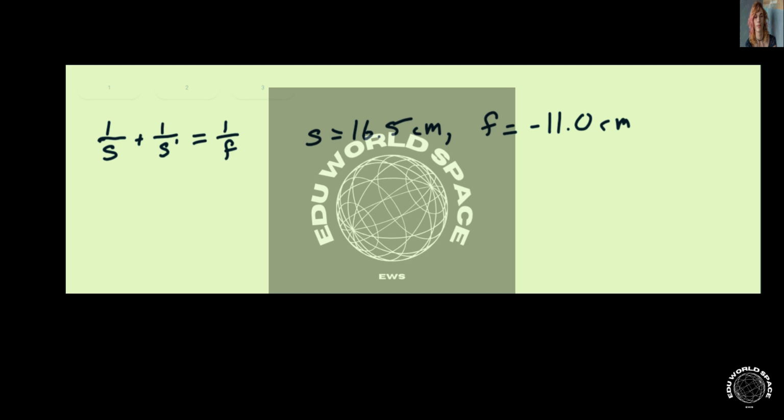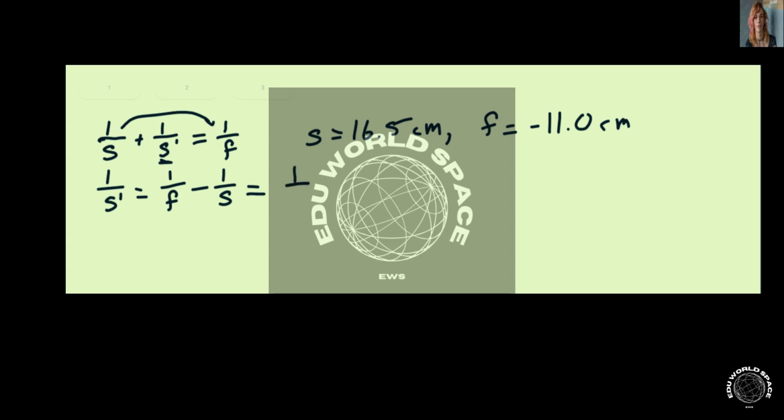So let's play around with this formula. We want to find s prime on its own, so we can subtract over the 1 over s. So we end up with 1 over s prime equals 1 over f minus 1 over s. We want to make this into a single fraction to make our lives easier.